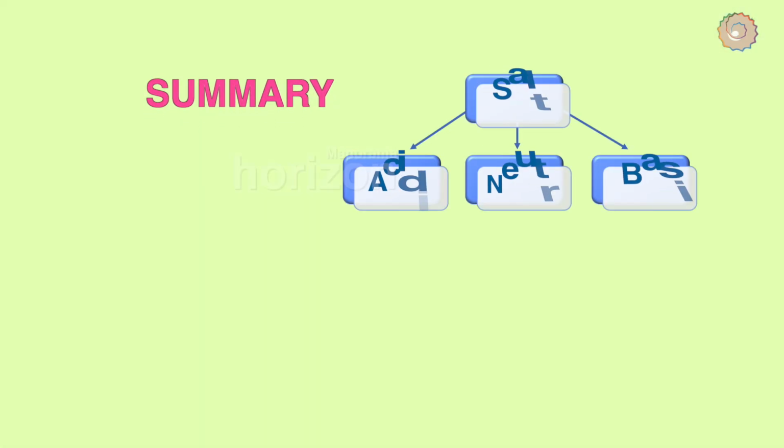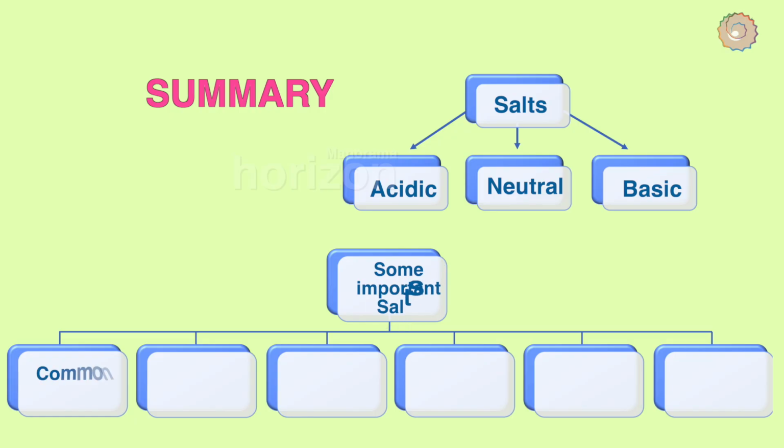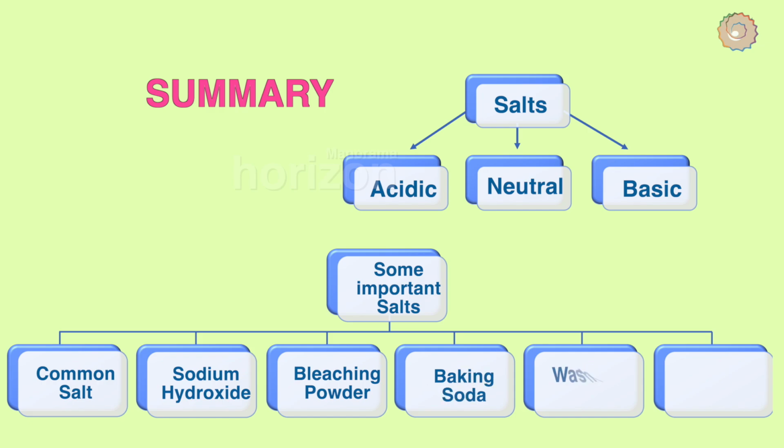So to conclude, salts are substances which are obtained from acids and bases. Salts are of three types. We have acidic, basic and neutral salts, and some of the important compounds that we discussed today are common salt, sodium hydroxide, bleaching powder, baking soda, washing soda and plaster of Paris.